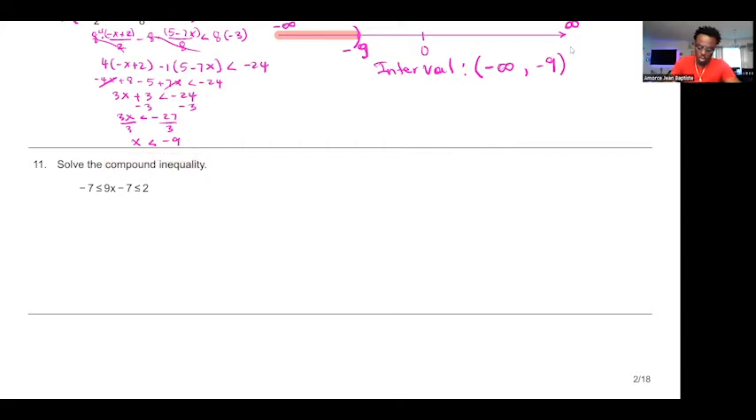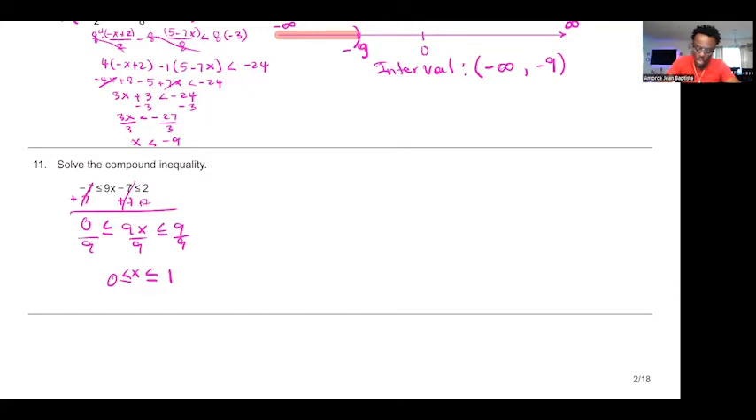So you're going to have to isolate the variable inside of the inequalities. So let's start by adding 7 on both sides. On all sides, I should say. That cancels the 7 here: 0 is less than or equal to 9x, which is less than or equal to 9. Divide by 9 everywhere. And then x is greater than 0, but also less than 1. X is greater than 0, also less than 1.